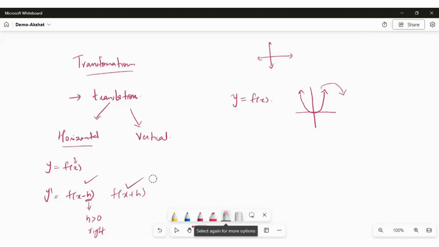So just think, if you are making the change in the input, that will be horizontal. The change in the output will be vertical. For example, change in the output means you are calculating f of x and then you are adding the shift. So it can be plus h or minus h. If it is plus, then we are moving up. If it is minus, we are going down. Is it clear? Okay.